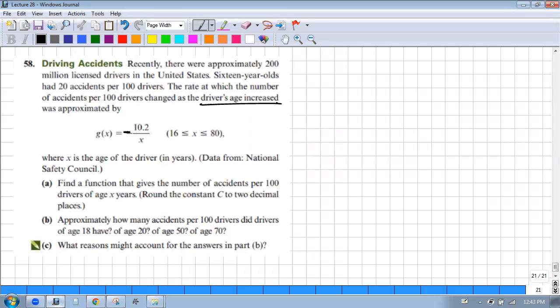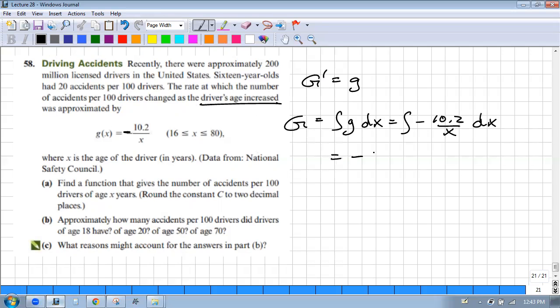Find a function that gives the number of accidents per 100 drivers of age x years. Okay, if they use little g of x, let's use big G, where big G prime is little g. So we need G to be the integral of little g, negative 10.2 over x dx, which is negative 10.2 natural log of x plus a constant. So this is going to be our big G of x.